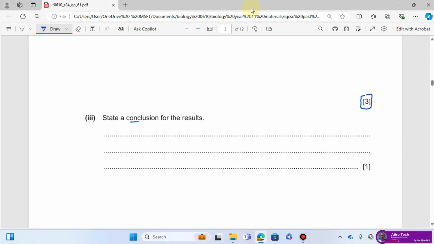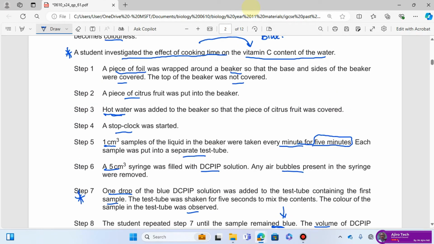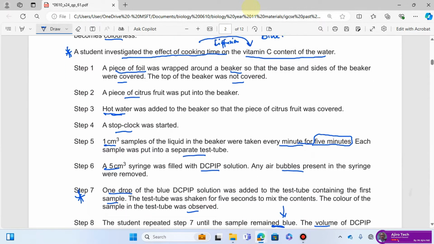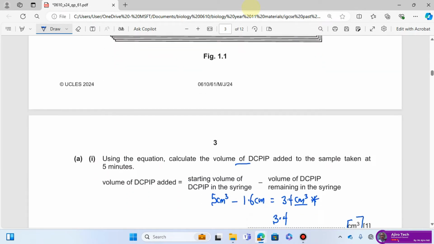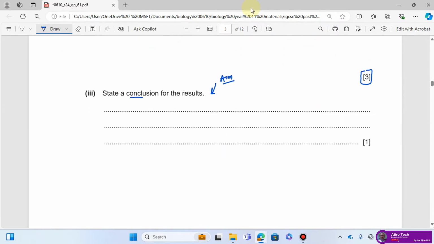The next question is state the conclusion for the result. Like I told you, every conclusion must go back to the aim of the experiment or the investigation. Now, what is the aim of the investigation? Effect of cooking time on vitamin C content of water. Of course, the vitamin C content of water would increase by diffusion. So what do we see in the result? As the cooking time increases, the diffusion of vitamin C into the water increased.